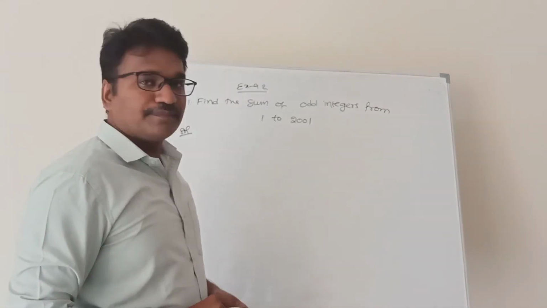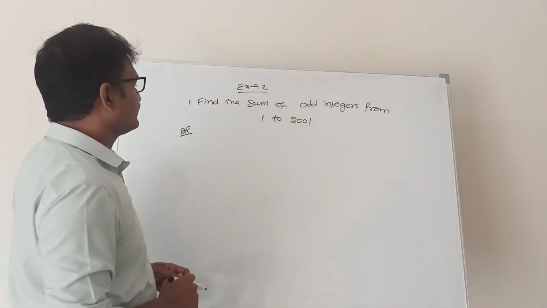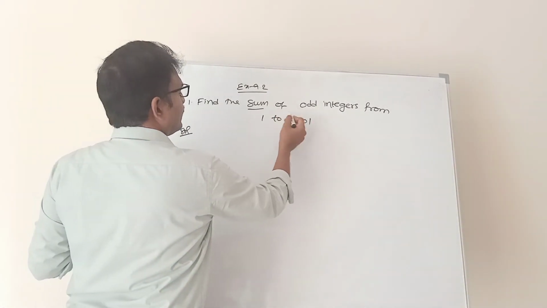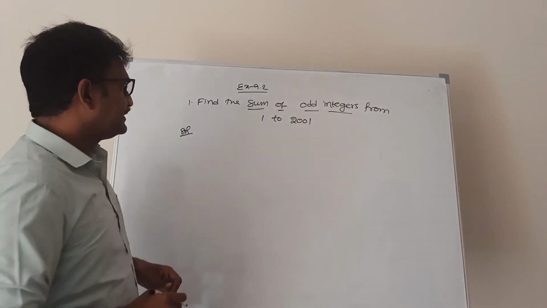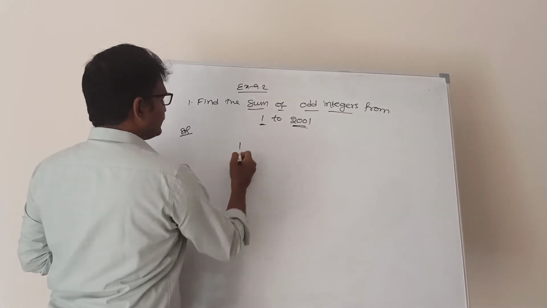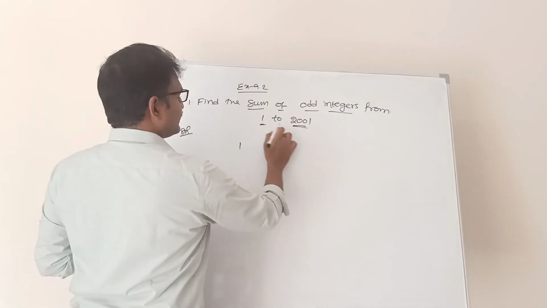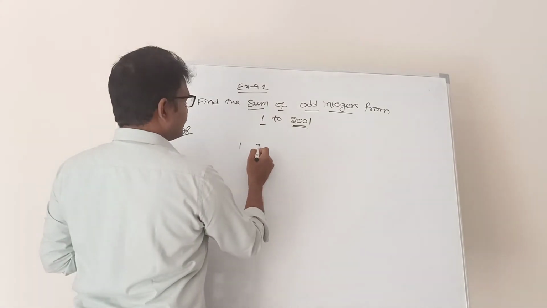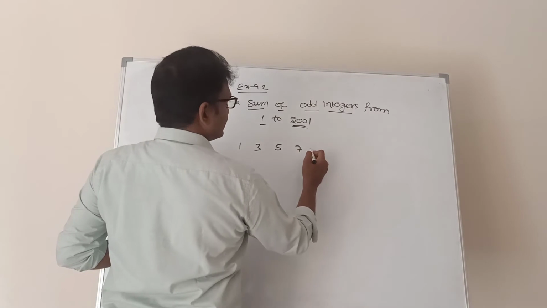Find the sum of odd integers from 1 to 2001. Sum of odd integers between 1 and 2001. 1 is an odd number. Next, after 1, 3 will come. Next, 5. Next, 7. Next, and so on.